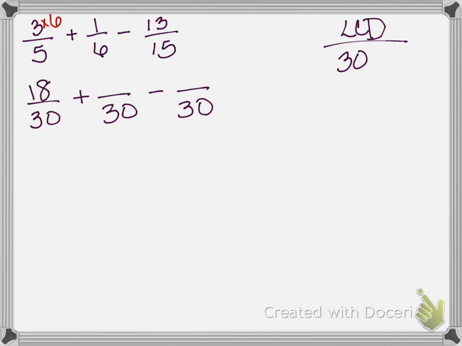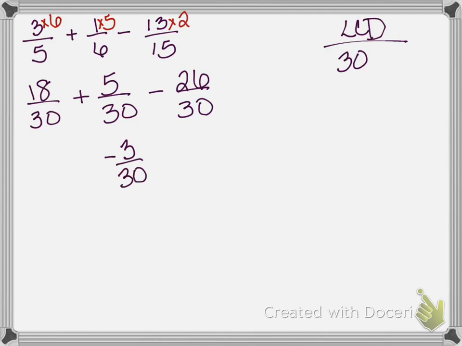So I have 18 over 30. Then I say 6 times what gives me 30? 5. Good. So I multiply my numerator by 5. And I have 5 over 30. Then I ask 15 times what gives me 30? 2. So I multiply my numerator times 2. And I have 18 over 30 plus 5 over 30 minus 26 over 30. 18 and 5 gives me 23 over 30. Negative 26 over 30. So my final answer here is negative 3 over 30.